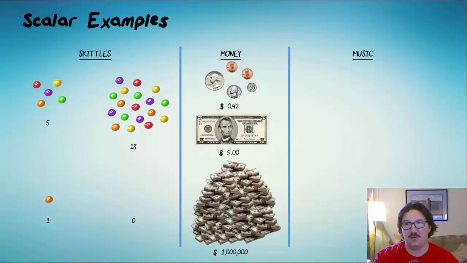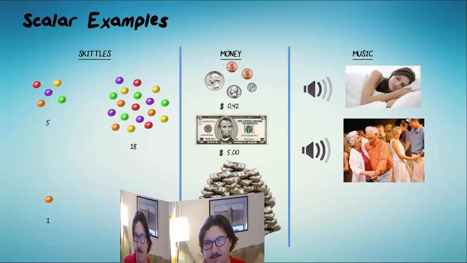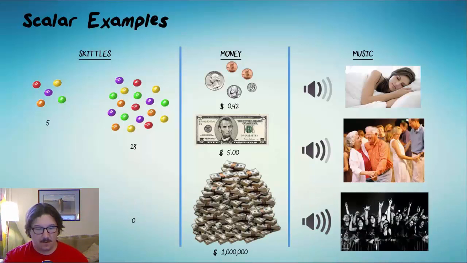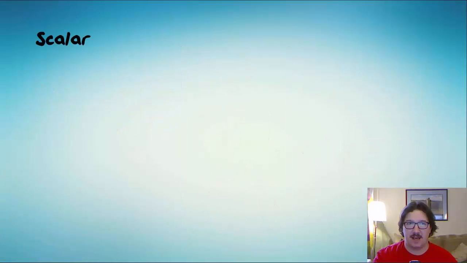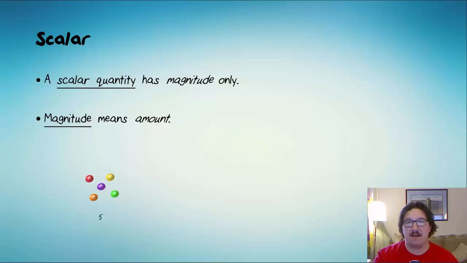And another example that I like to use is music. And there are a lot of different aspects of music. I'm thinking about the volume at which you listen to some music. So sometimes you listen to music quietly. Other music you listen to in a more moderate volume. And sometimes you listen to music that you just have to blast. Right. These are all examples of scalars. And so to define scalars, we'll say that a scalar quantity has magnitude only. And magnitude means amount. So we talk about an amount of Skittles that you have or an amount of money that you have. Those are scalars.